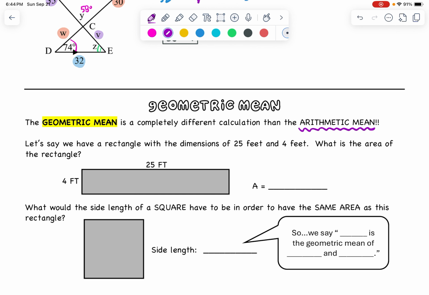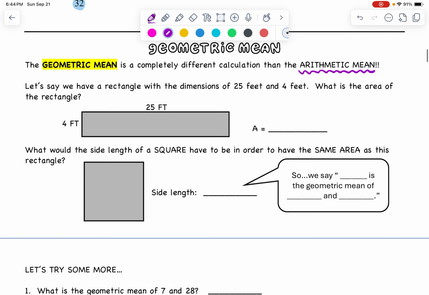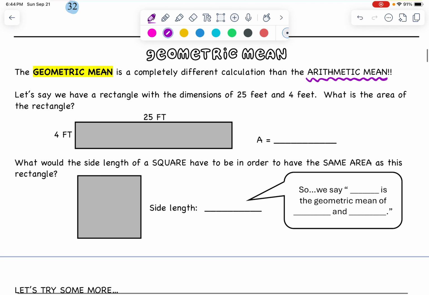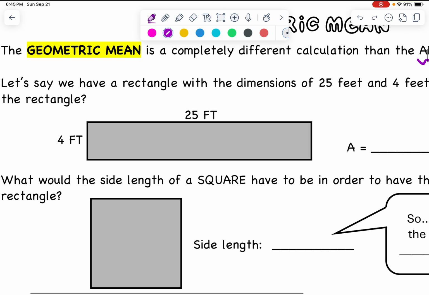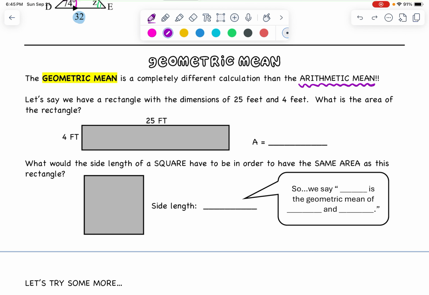It's still an average per se, but it's not the same kind of calculated average. So here's what it means. A geometric mean basically means if I want to find the geometric mean between 25 and 4, what I'm actually thinking about is what is the area of a rectangle whose dimensions are 25 by 4. Well, we all know, hopefully, that the area of a rectangle is base times height. So the area of this guy would be 100 square feet, right?